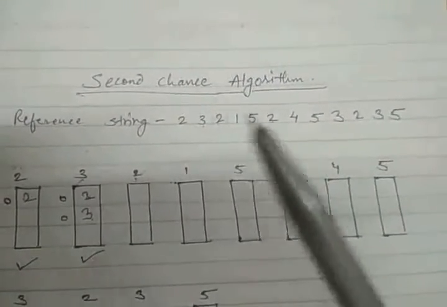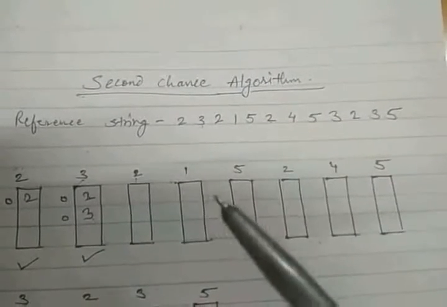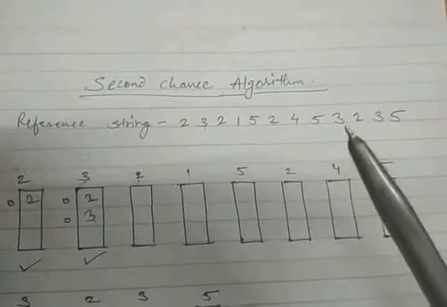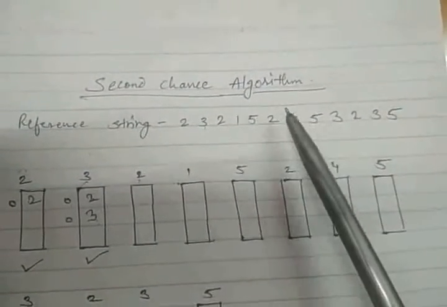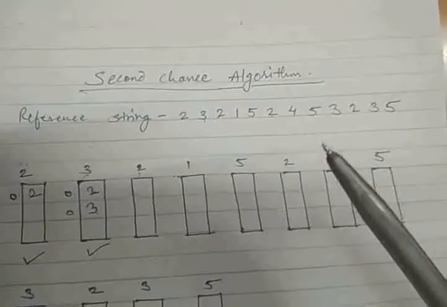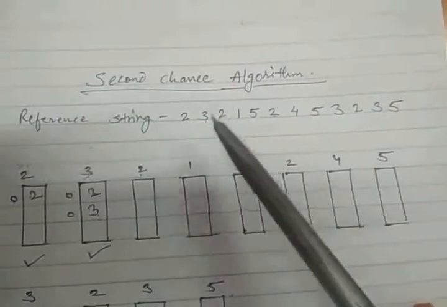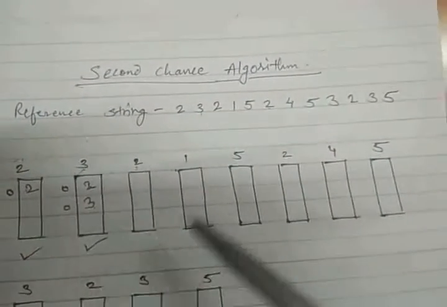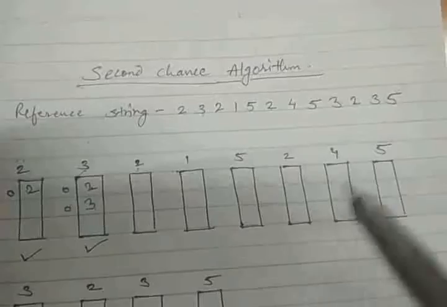As we have discussed in the earlier videos, FIFO is nothing but the first in first out page replacement algorithm. We have discussed FIFO as well as solved some problems on it. Now the second chance algorithm is a variant of the FIFO algorithm. How that is, we will see in this video, and we will solve one problem.